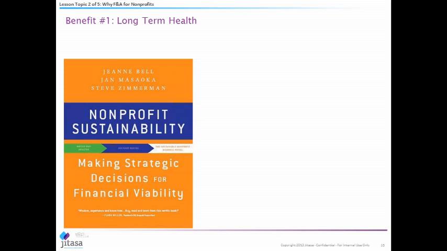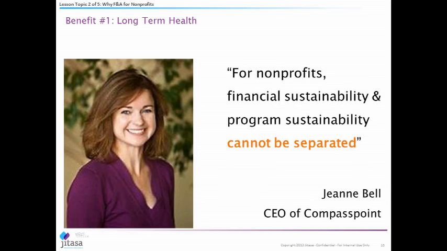So we've covered the risk. Now let's talk about the positives and the benefits of having a strong finance and accounting structure in place. The first benefit is around long-term health, and there's this great book called Nonprofit Sustainability: Making Strategic Decisions for Financial Viability. It's a great read for any nonprofit leader, executive director, or board member. One of the authors, Jean Bell, who is the CEO of CompassPoint, writes that for nonprofits, financial sustainability and program sustainability cannot be separated, right? They go hand in hand.